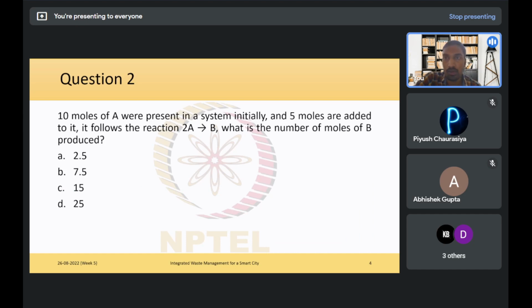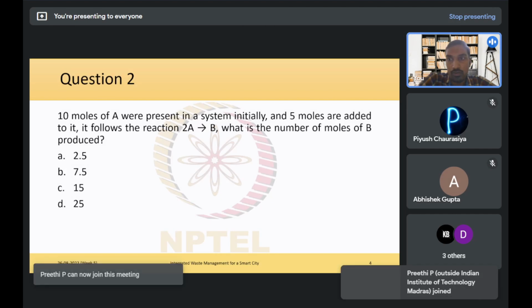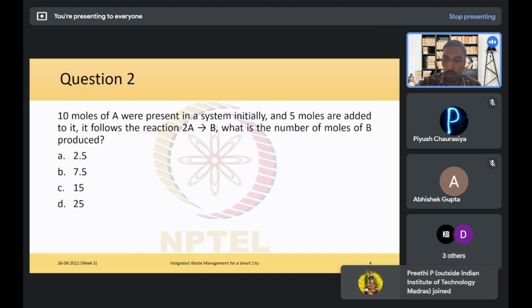Moving on to question number two. 10 moles of A were present in a system initially and 5 moles are added to it. It follows the reaction 2A gives 1B. What is the number of moles of B produced? Options are 2.5, 7.5, 15, and 25.